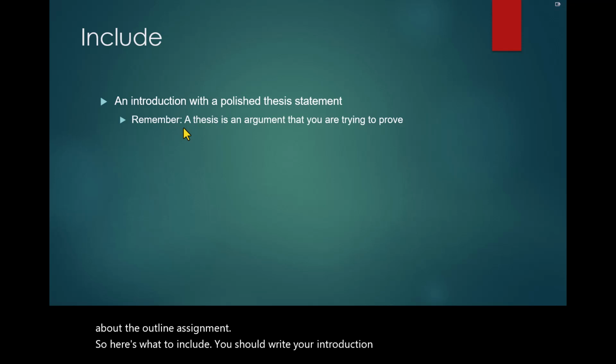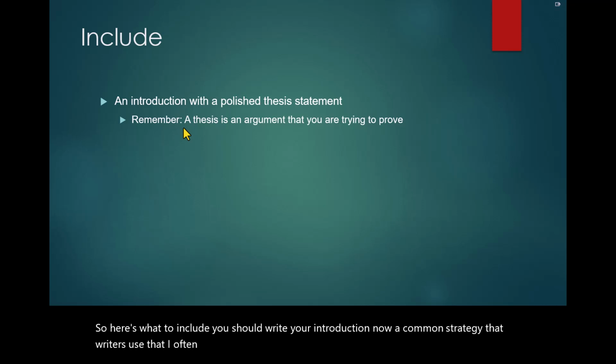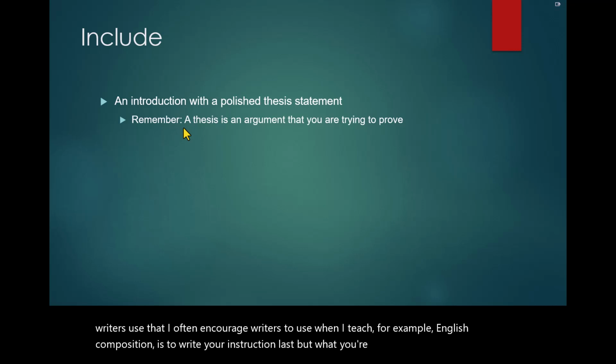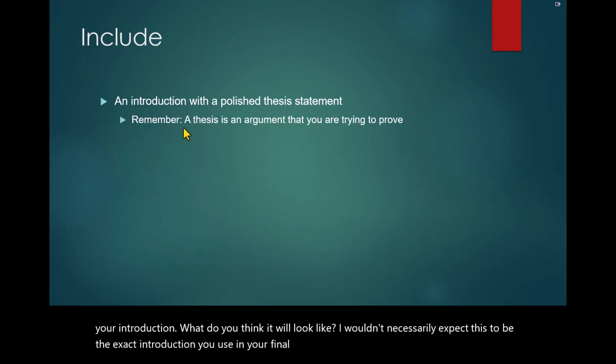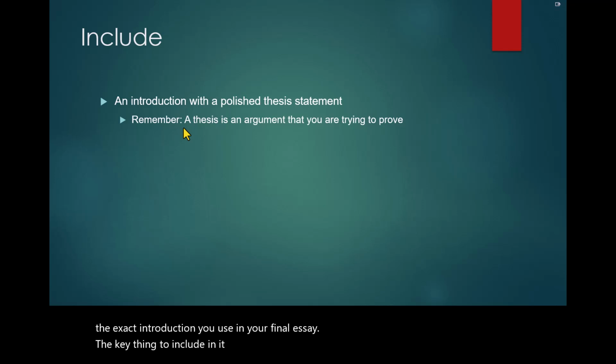Now, a common strategy that writers use and that I often encourage writers to use when I teach, for example, English composition, is to write your introduction last. But what you're doing here is writing a draft of your introduction. What do you think it will look like? I wouldn't necessarily expect this to be the exact introduction you use in your final essay. The key thing to include in it, though, is what your thesis statement is going to be.